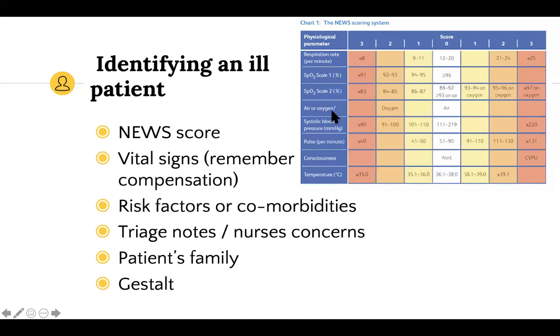Okay, so in terms of an approach to an ill patient, this is basically how to identify an ill patient. You can use the NEWS score, which is the National Early Warning Score. There's an image of it on the side, so it basically looks at respiratory rate, saturation, is the patient on oxygen or not, their systolic blood pressure, pulse, level of consciousness, and then finally temperature, as well as vital signs.